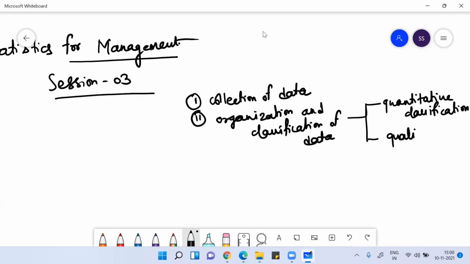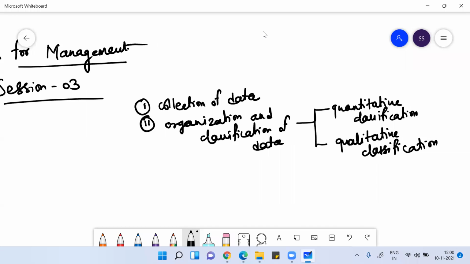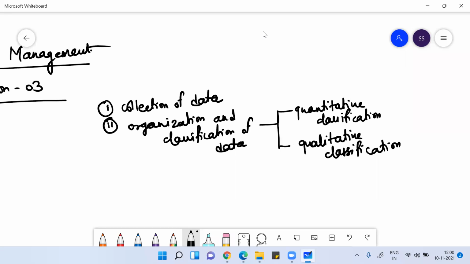Then we follow qualitative classification. All the data related to nationality or region or something, we can group them together. That is called qualitative classification. Remember, yesterday I showed you the data of COVID patients which was being collected. We divided them on the basis of which district they belong to, which state they belong to. All that comes under qualitative classification. Another name for qualitative classification is ordinal classification. So this is ordinal, this is cardinal.